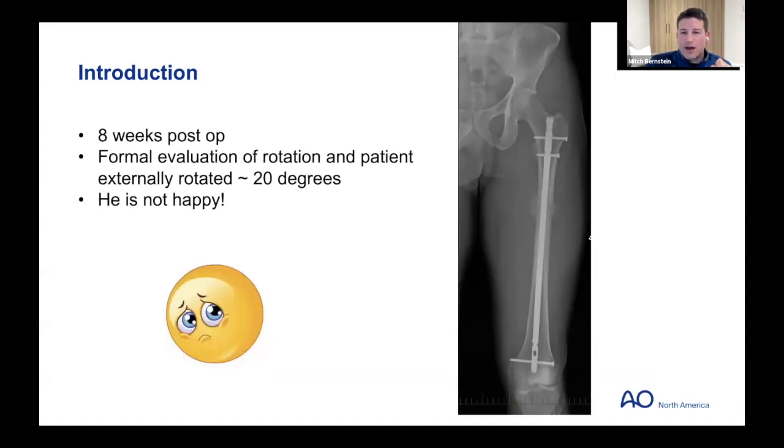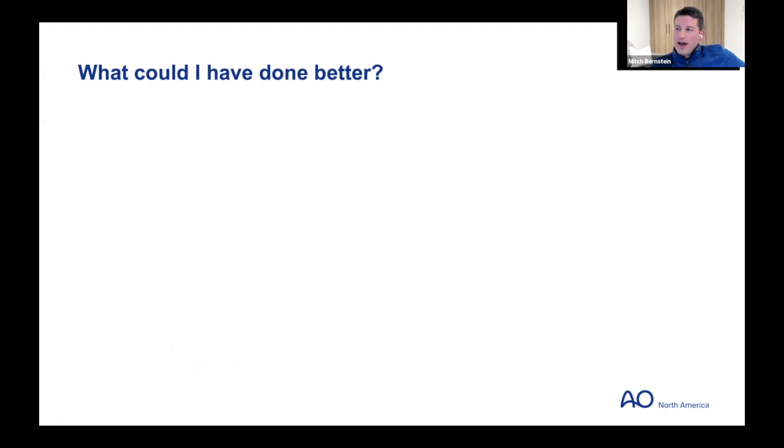So 8 weeks post-op, I specifically asked him, tell me about how you're walking and how does your foot look? And he's like, yeah, my foot is externally rotated, but I thought that was from lack of physical therapy. And of course, most of the time in my experience, not. It's usually iatrogenic from a rotational malunion. And I can tell you, he was so bothered by the fact that I malrotated his femur 20 degrees. So what could I have done better?